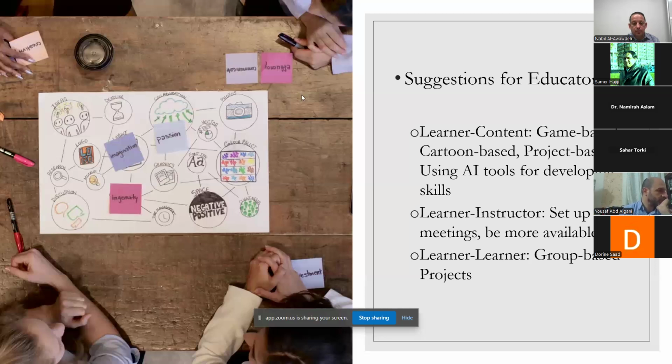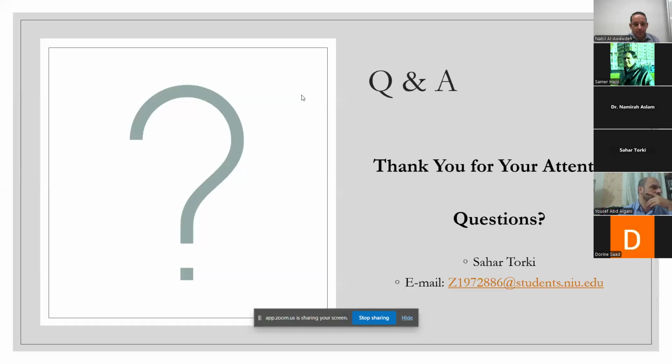And for learner-instructor interaction, since some students complain about the lack of teacher presence, teachers can set up more office hours, like meetings outside of class time so students can meet with their teachers. And for learner-learner interaction, since it's the least frequent one, teachers should give more group-based projects so that students will collaborate with each other and fill this gap, and this interaction will increase.